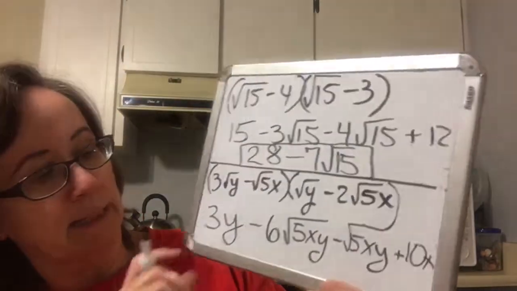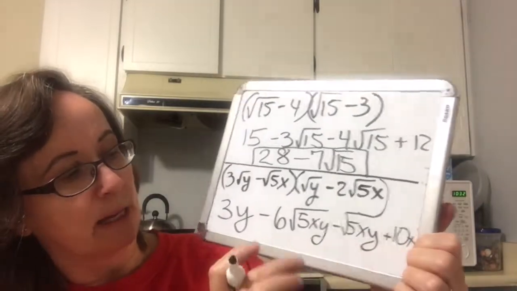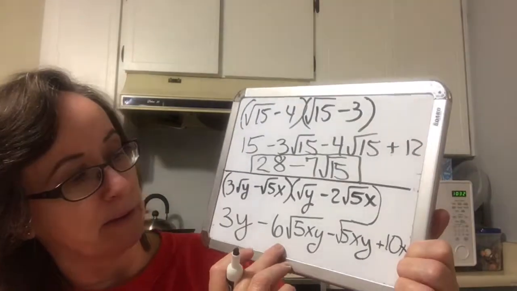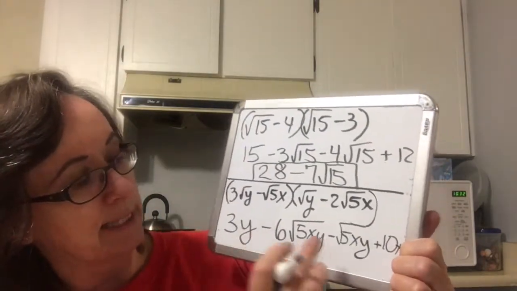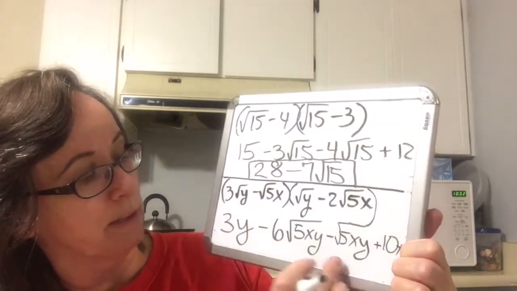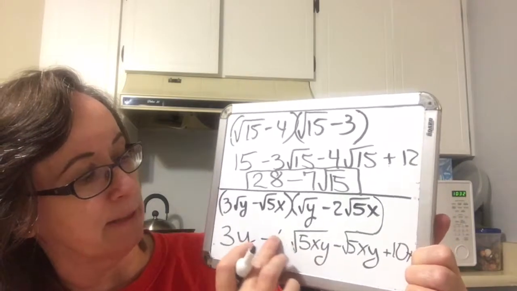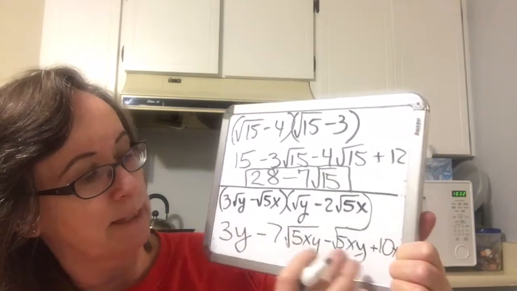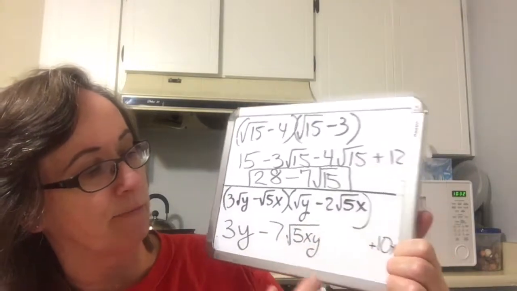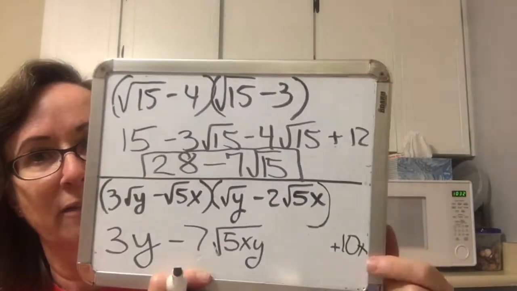And then I look and I say, well, I got a 3y on the front. I got a 10x on the back. But I do have these two terms that will go together. Okay, so I got a negative 6 and a negative 1, and they're both the same radical part. So I'm just going to make this -6 into a -7. Erase this one off of there, because they both combine to give me -7 square root of 5x, and then plus 10x over here at the end. Don't forget this guy.